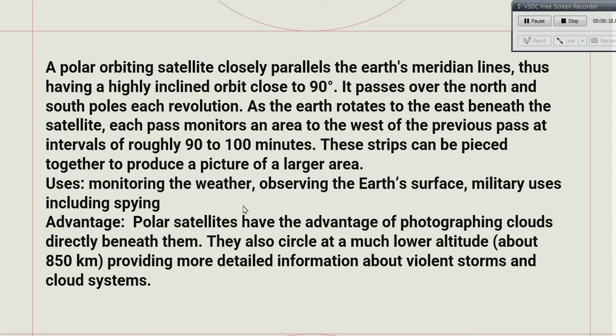Uses: monitoring weather, observing Earth's surface, that is Google Earth. Military uses including spying will be done by our polar satellite. Remember, what is the advantage? Polar satellites have the advantage of photographing clouds directly beneath them, like Google Earth. They also circle at a much lower altitude, about 850 kilometers.